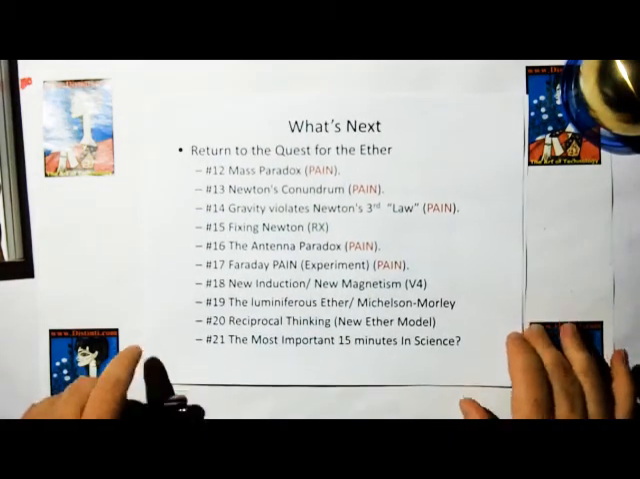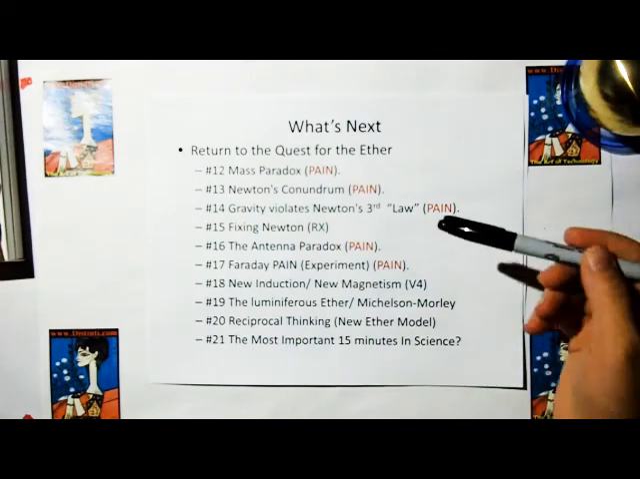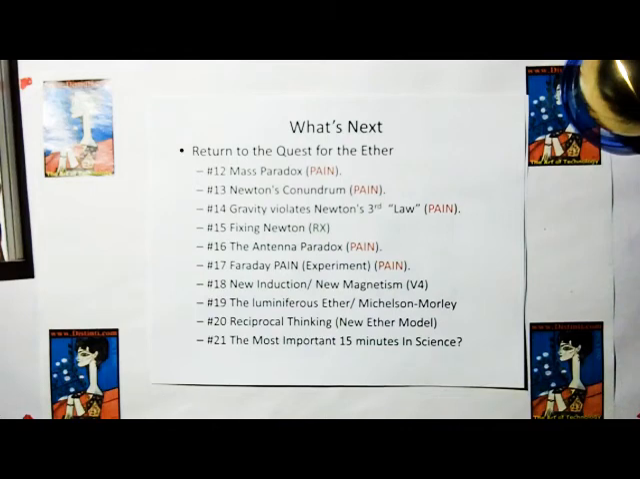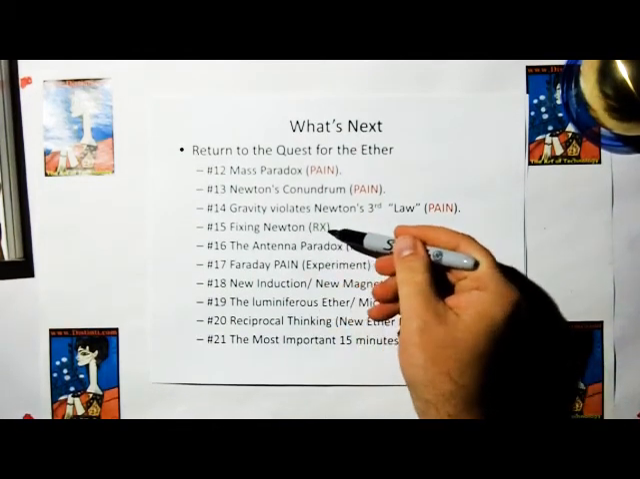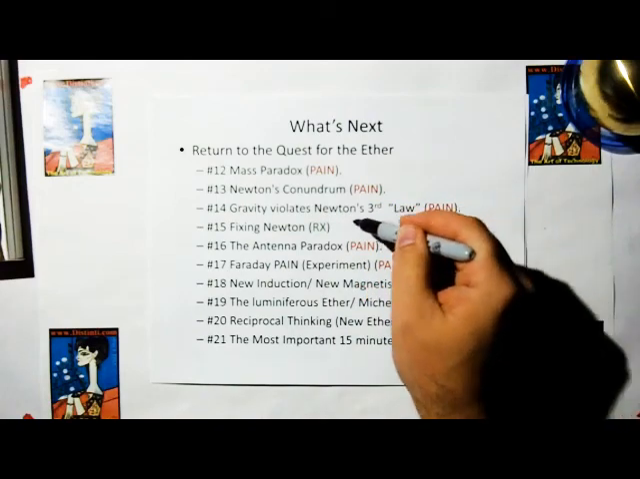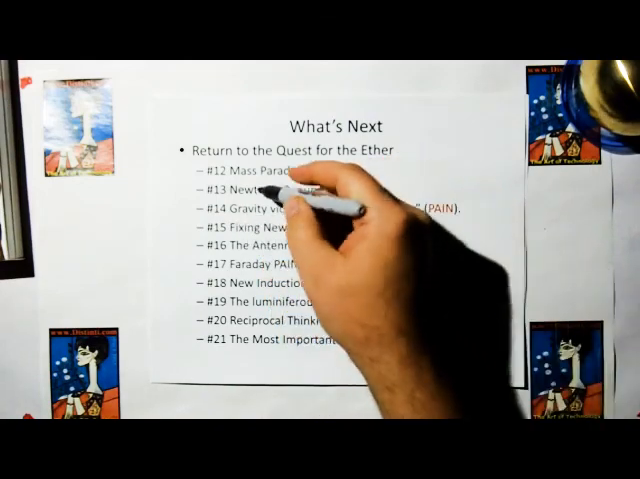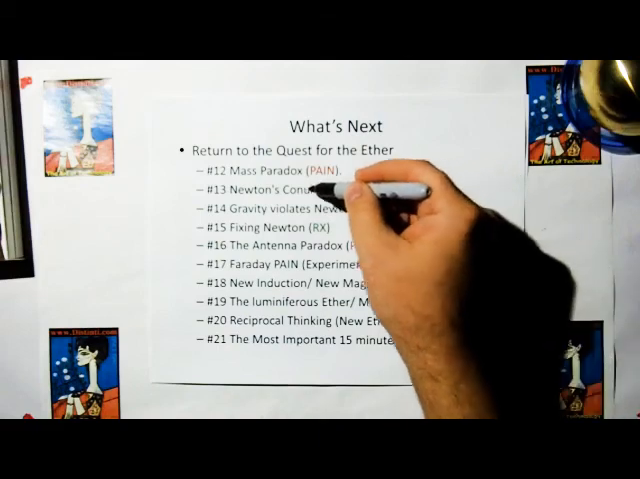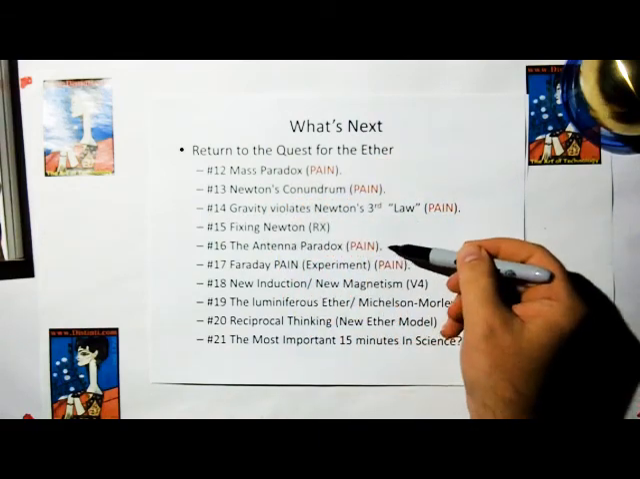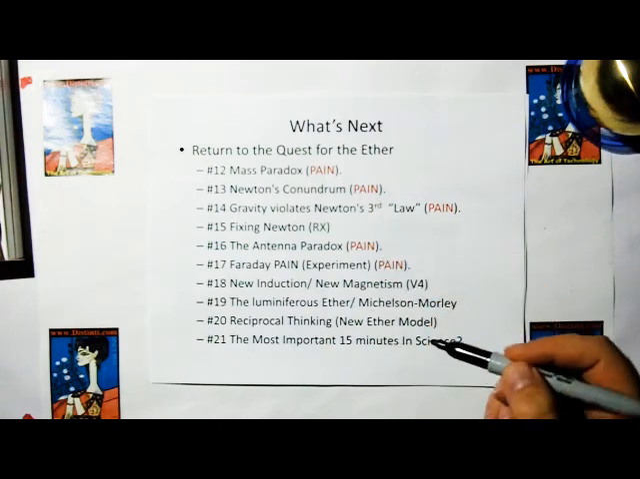Okay, what's next? We're going to return to the quest for the ether. We've got 5 pain videos coming up. And then a fixing Newton video, because like I said, gravity violates Newton's third law. That's an inconsistency, but there's a conundrum in Newton's law up here we're going to fix, but Newton's third is going to go down. We have an antenna paradox, which is very interesting. The antenna people will love that.